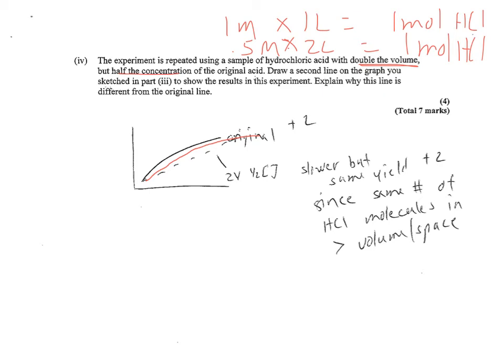And that's what you were supposed to explain, is that the yield would be the same, but the rate would be slower because you have the same number of hydrochloric acid molecules spread out in a greater space or volume.